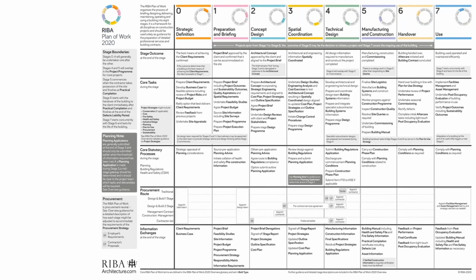So here's the RIBA Plan of Work 2020, which is, I think, a welcome improvement on the 2013 version, which was published a few years ago. We're going to focus today on the information exchanges. Again, this is an architect's perspective more than anything else.